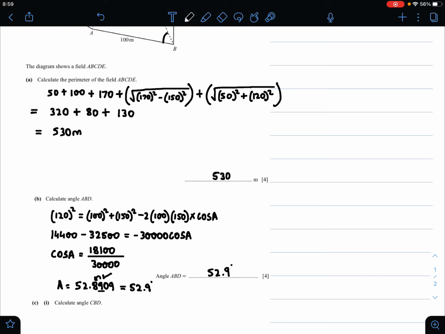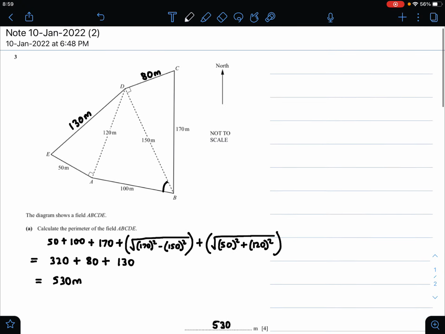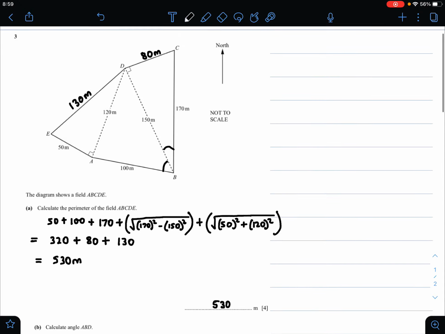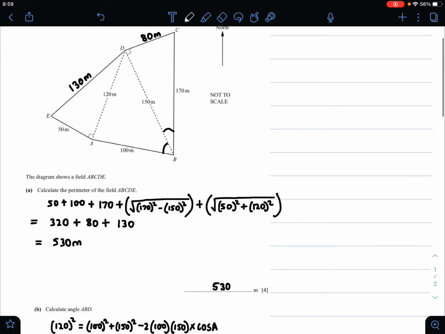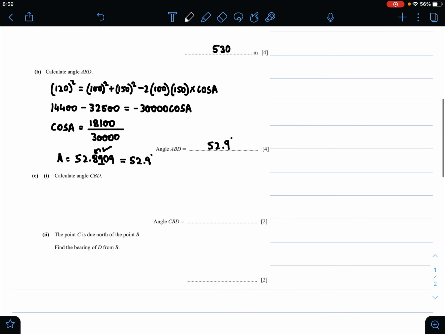Now let's move to part C. So for part C1, they are asking you to calculate the angle CBD. Now CBD is this angle. Now we can easily calculate that by using a trigonometric function, because we know all three sides of the triangle. So we can use either sine, cos or tan. So you could use any of them, you will reach the same answer. So let's use, say for example, the sine rule. So sine x would be equal to 80 divided by 170.